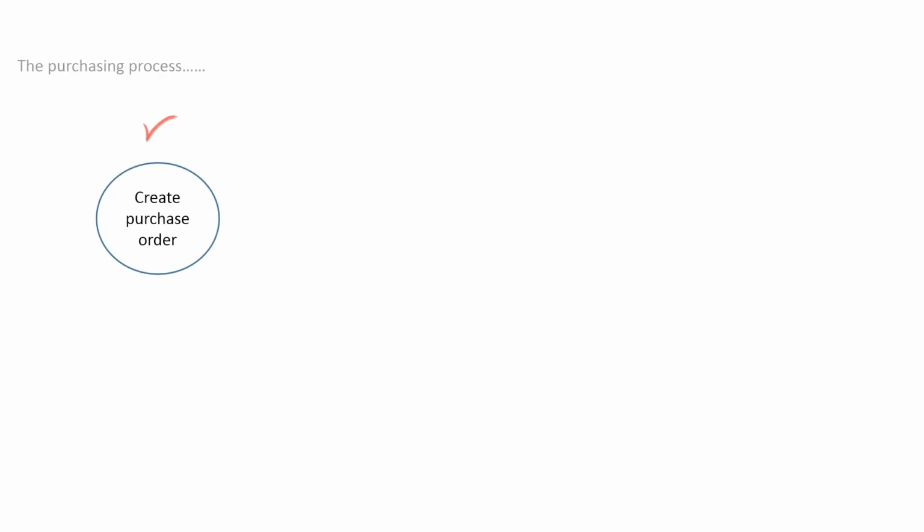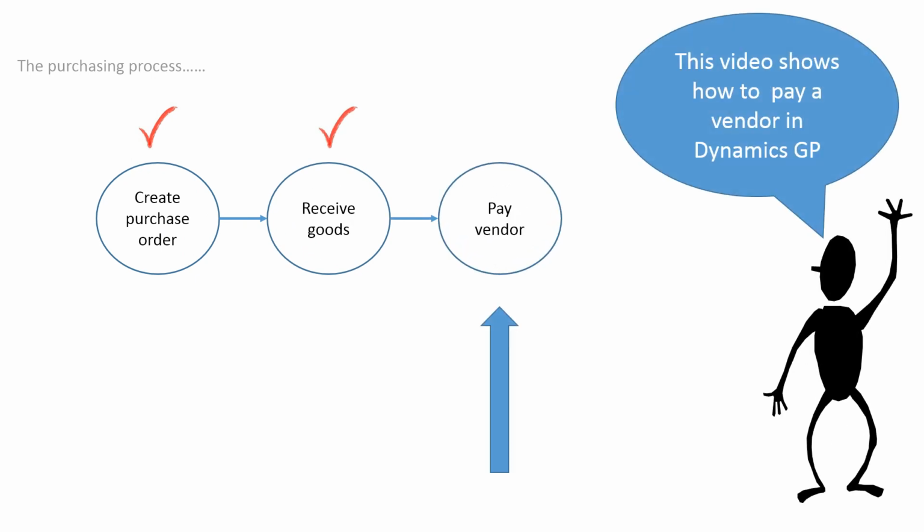The main steps of the purchasing process are to create a purchase order, receive goods, and then pay for those goods. We have already created a purchase order and we've received the goods, so our next step is to pay our vendor. This video shows how to pay a vendor in Dynamics GP.